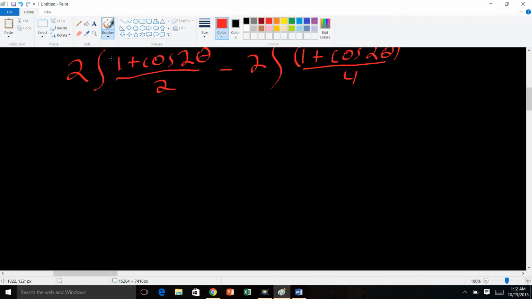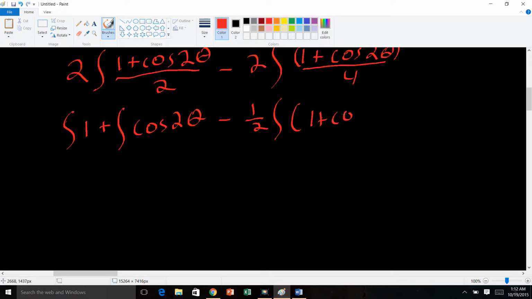Now we want to keep going with this. Let's pull our 1/2 out. That'll just go to 1. So now we get the integral of 1 plus the integral of cosine 2 theta. I broke my integral up. I always do that. It makes it easier for me. Minus, we bring our 4 out, we get 1 over 2 times the integral of parentheses 1 plus cosine 2 theta, squared.